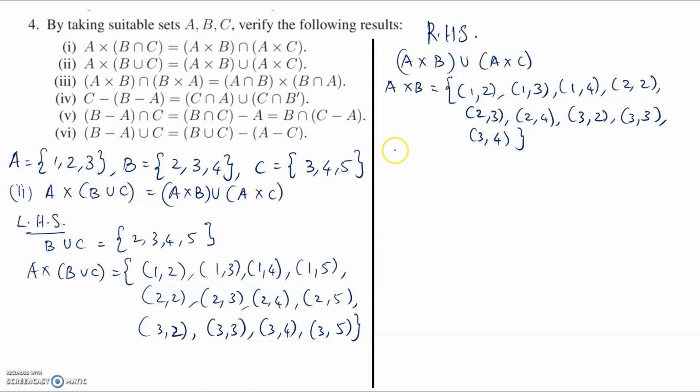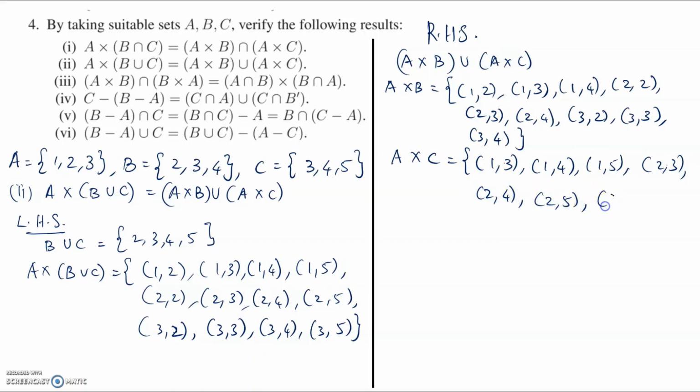Next, we need to find A Cartesian with C, and that will be equal to 1, 3, 1, 4, 1, 5, 2, 3, 2, 4, 2, 5, 3, 3, 3, 4, and 3, 5.